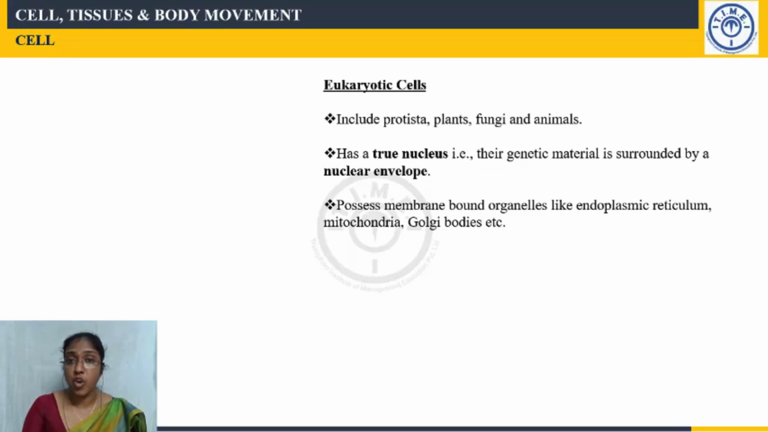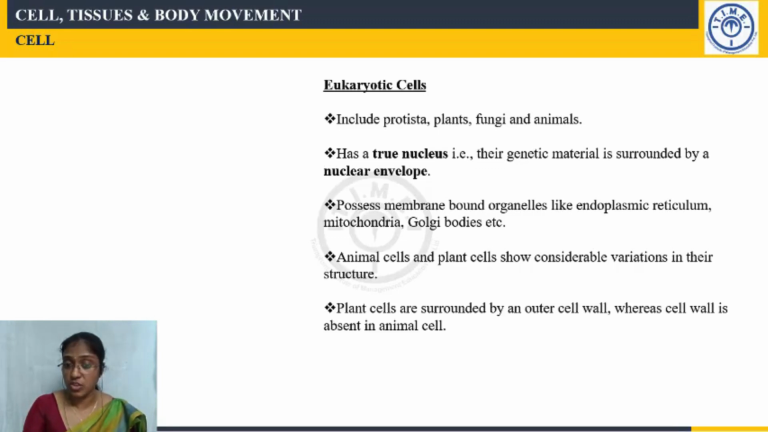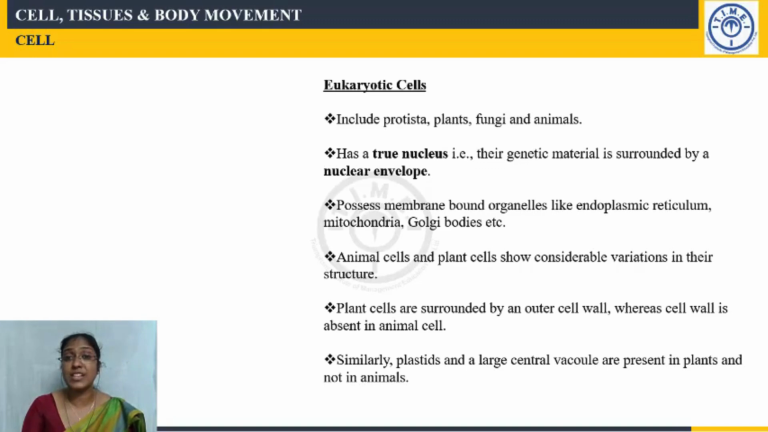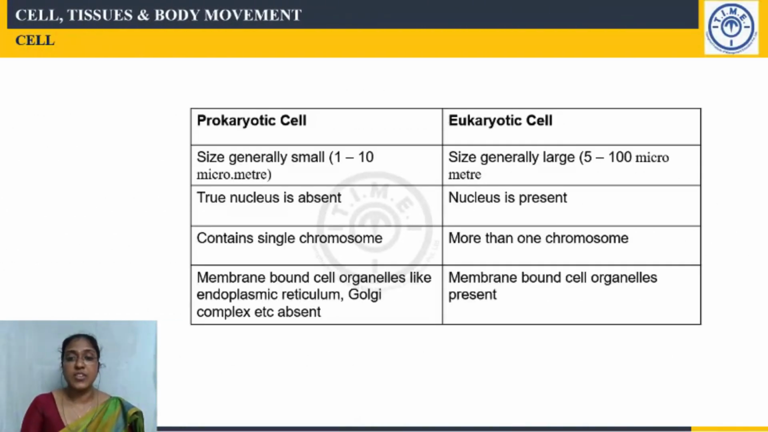Animal cells and plant cells show considerable variations in structure. So, what are the variations? Plant cells have a cell wall, animal cells do not. Plastids and central vacuoles are present in the case of plant cells, and in animal cells they are absent. And these are the differences between prokaryotic and eukaryotic cells.